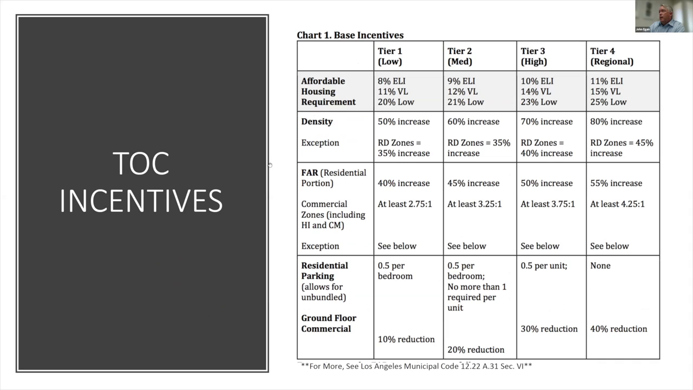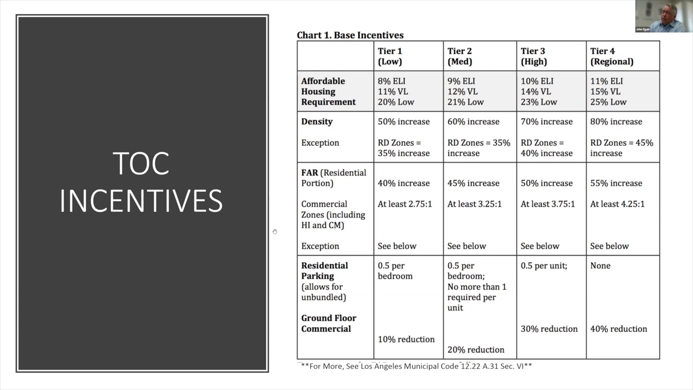Based upon the TOC incentives, this gives you the basis for different increases in height. It takes you all the way from density to the FAR that we already talked about, residential parking ratios, and then also it gives you the ability to reduce your ground floor commercial. That's based upon mixed-use buildings, which are quite a bit of the model that is being built currently, where you have a ground floor minimum square footage that is required in order to build a larger mixed-use project in an urban dense area.